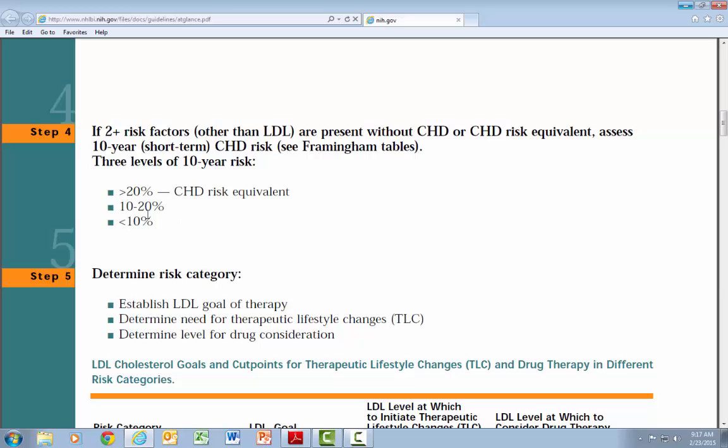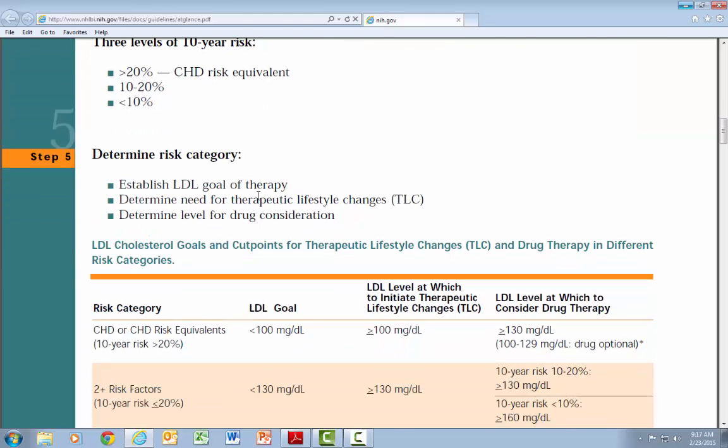This basically says that if you have 2 or more risk factors, and even more if those risk factors include a patient having CHD or CHD equivalent, the mortality is greater than the others in the total population. So the guideline says that the first approach is to determine that the goal therapy will be the low density lipoprotein value. Then you need to establish therapeutic lifestyle changes for all the patients and then determine the level of drug consideration based on either CHD equivalent or the amount of risk factors.